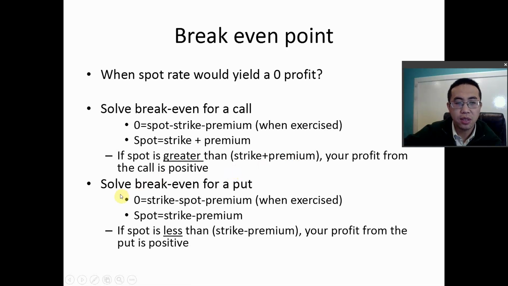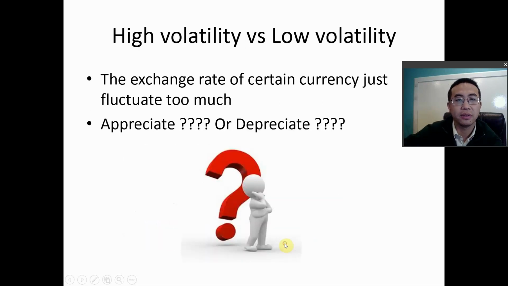And then you use the same idea to solve for the break-even of a put option. You equate zero to the put option's profit formula, which is strike minus spot minus premium. Then you solve for this spot rate. So this equation gives that the spot rate equals the strike minus premium. If the spot rate is less than this break-even point, strike minus premium, your profit from the put option is positive, assuming you are the buyer. If the spot is greater than the strike minus premium break-even point, then your profit would be negative.